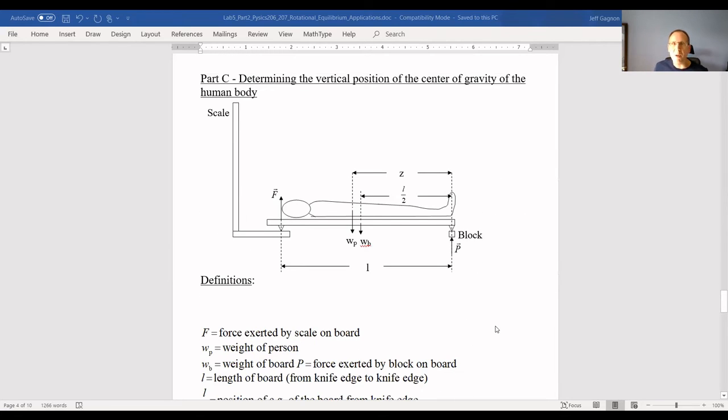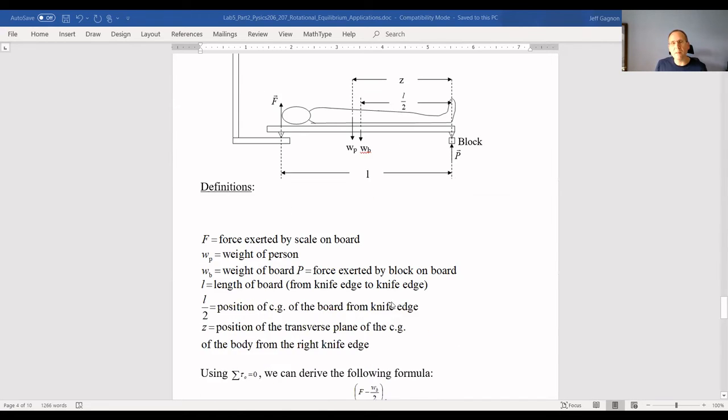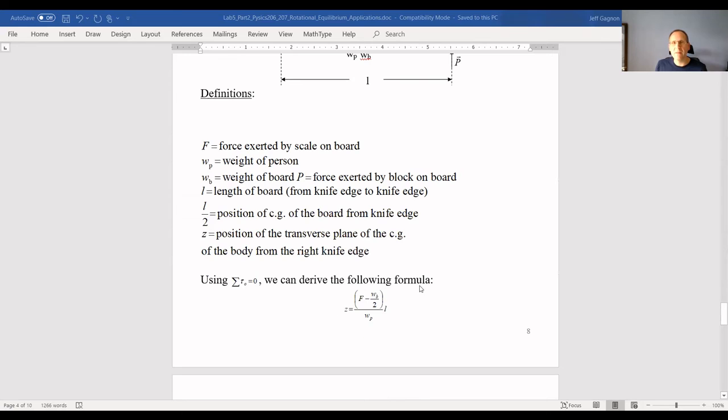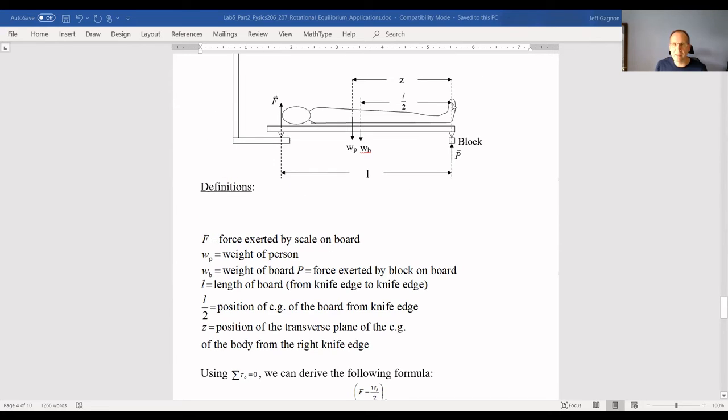In this part, we're going to determine the location of the center of gravity of the human body relative to the person's feet. So if you're standing up, it'd be how far up from the floor your center of mass is, your center of gravity. So let me explain how we do that. We're ultimately going to come up with this equation that gives that position. The Z here is the distance from their feet to the center of mass. So we want to come up with an equation that gives that value for Z. All right, so I'll do this on the iPad.